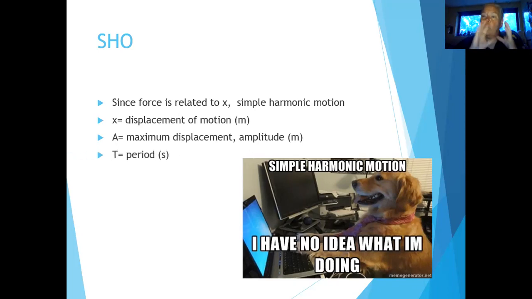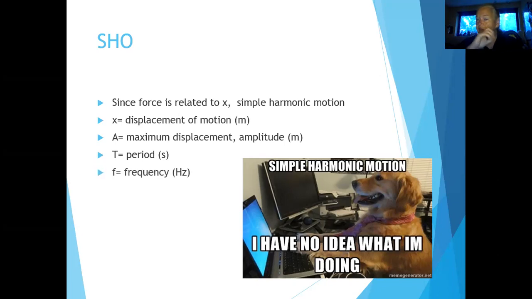The time for one complete oscillation, so start at a position, move over, come back, start and finish in the same spot, so zero displacement, is called a period. It's just like a class period is a time for one class, or a billing period is a time for one billing cycle. So this is a special value of time, which we indicate with a capital T. We talked about that in rotational motion in Physics 1.